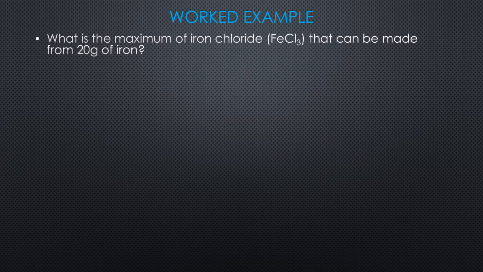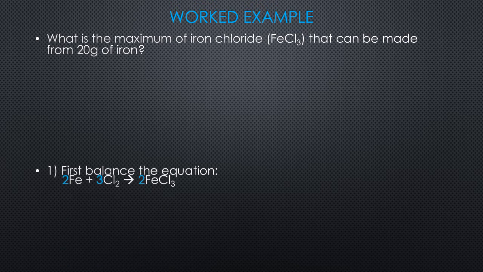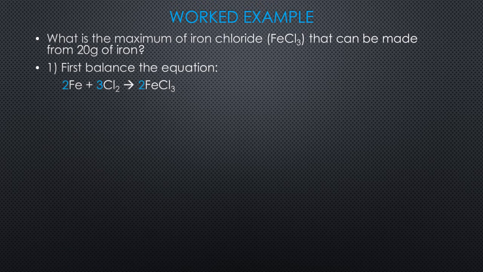Let's look at this worked example in your book as well. This one's a bit harder. So the question says, what is the maximum mass of iron chloride that can be made from 20 grams of iron? What we first need to do is balance the equation. So we've got iron, Fe, reacting with chlorine to form iron chloride. So we've got 2 to 3 to 2.